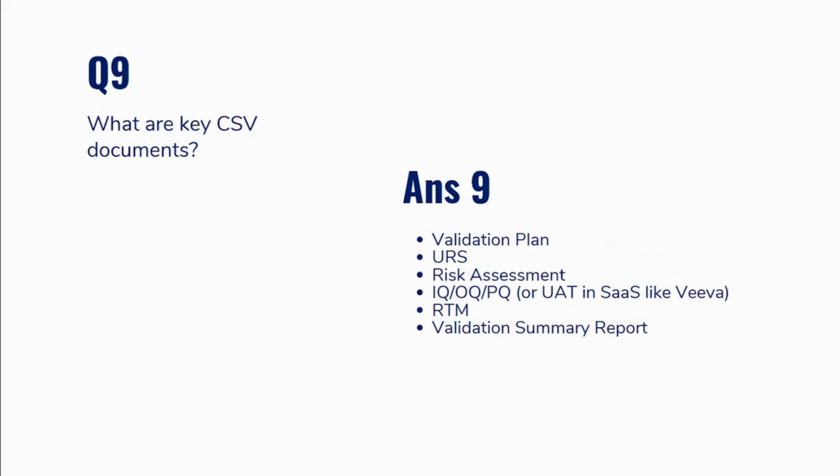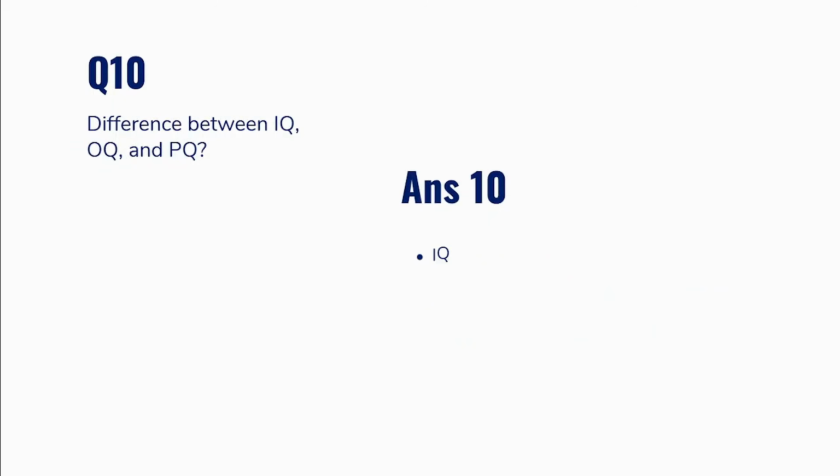Now, what are the key CSV documents, right? Validation plan, URS, risk impact assessment, IQ, OQ, PQ, RTM, validation summary report. These are the typical deliverables for the CSV documents. Why do you need to know? Because you have to support the validation team.